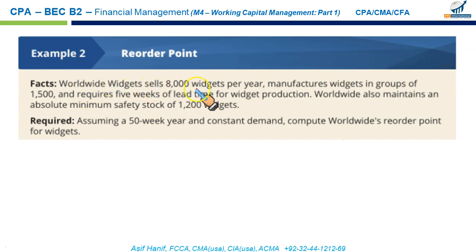Worldwide widget sells 8,000 widgets per year. Manufactures widgets in groups of 1,500. This is the grouping in our production. This is what we sell every year and requires 5 weeks of lead time. That's the lead time. Worldwide also maintains an absolute minimum safety stock of 1,200 widgets. This is the minimum stock. Assuming 50 weeks a year and a constant demand, compute the worldwide's reorder point.